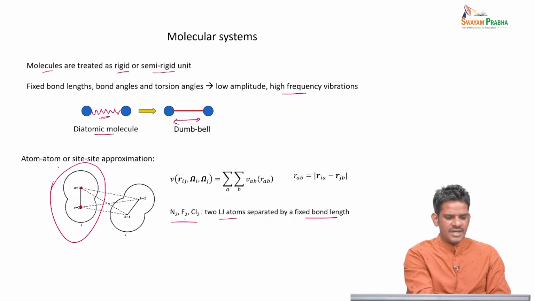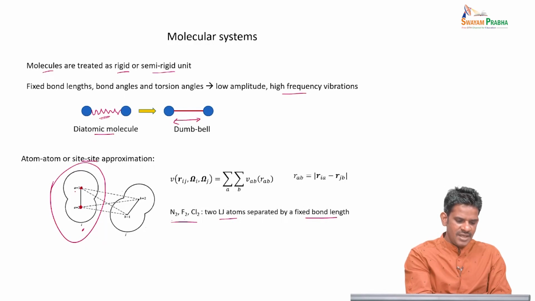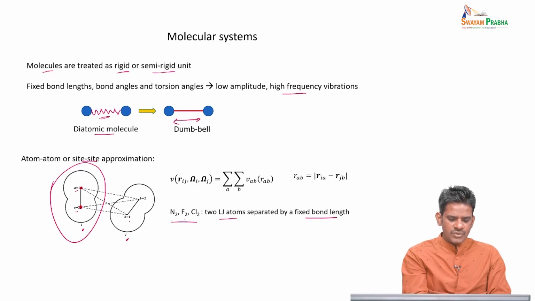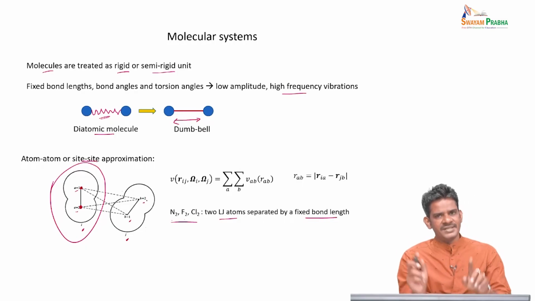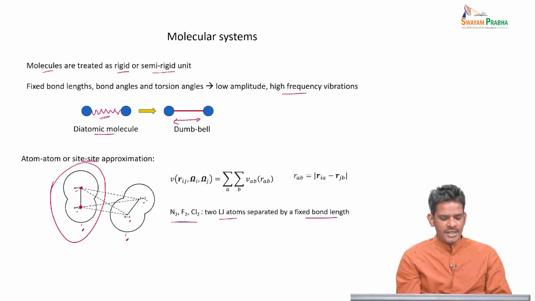Then all you need to do is use this site-site approximation, or atom-atom approximation, where in the ith molecule there are two sites, A equal to 1 and A equal to 2. In the molecule j, there are two sites, B equal to 1 and B equal to 2. So they are basically identical molecules, and we want to look at the pair interaction between them. All you need to do is sum over all the pairs: A1 to B1, A1 to B2, and then A2 to B1 and A2 to B2. So you sum over all possible combinations, and that is mathematically written here.